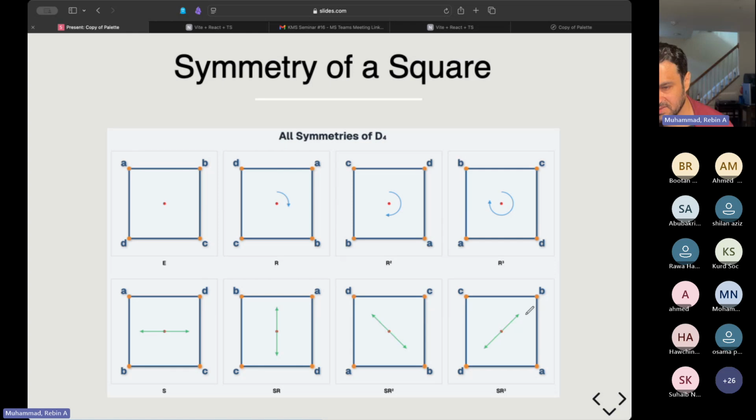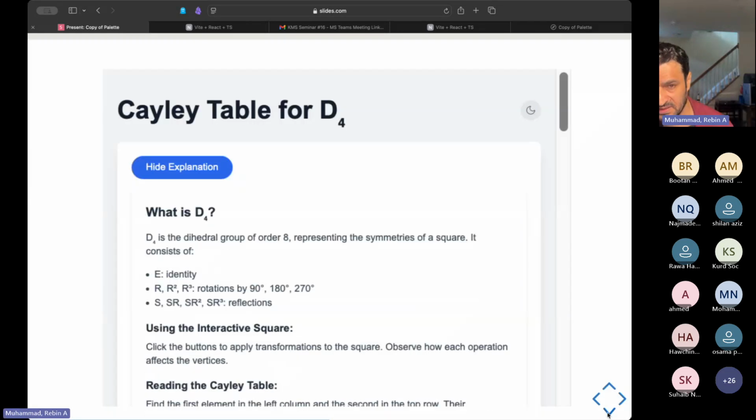Just refreshing your mind, you already know this, but if you have a square, then you have 8 types of symmetry. 4 of them are related to rotation, and the other 4 are related to reflection. So this is a website.